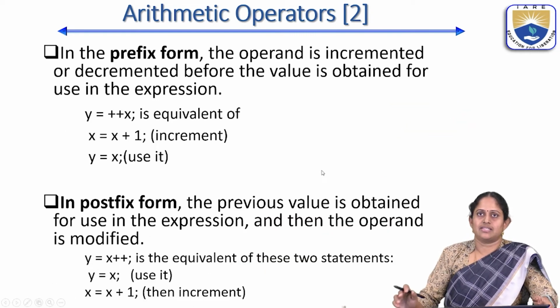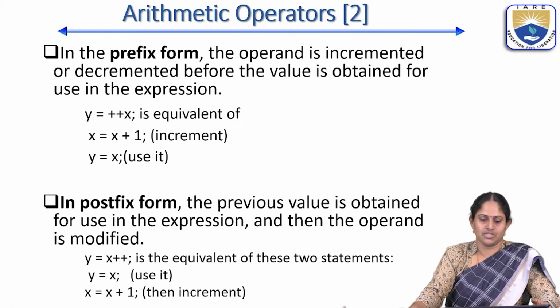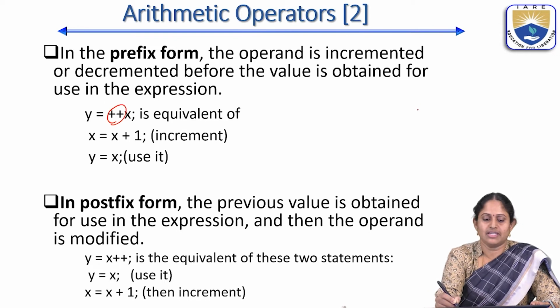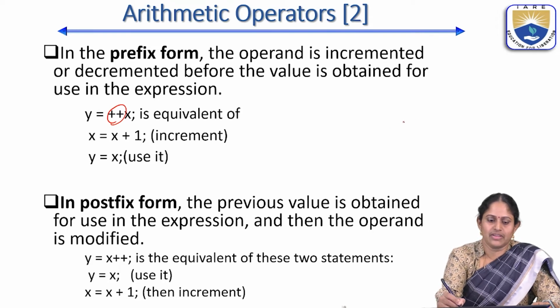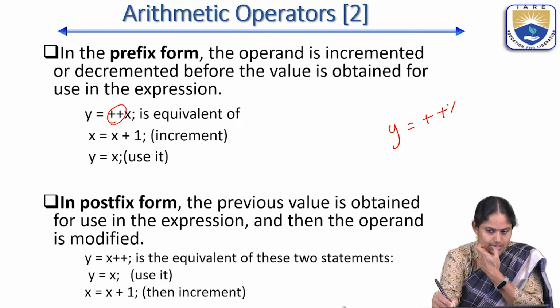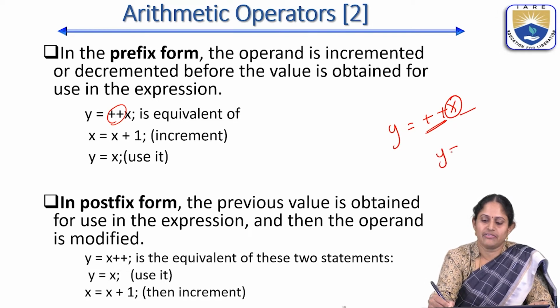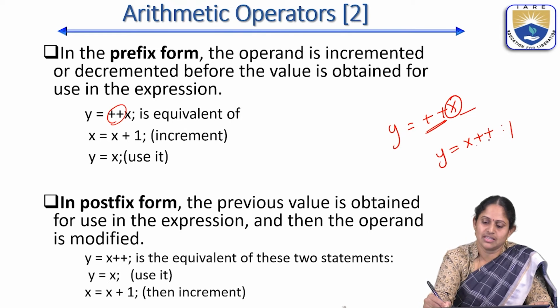So now let's discuss prefix and postfix form. So this is the prefix operator. Why do we call it a prefix operator? Because the operator is present before the operand. Here we have y equal to plus plus x. So this plus plus operator is present before the operand x. So this is called prefix form. Now if we have y is equal to x plus plus, then it is postfix form, since the operator is present after the operand.